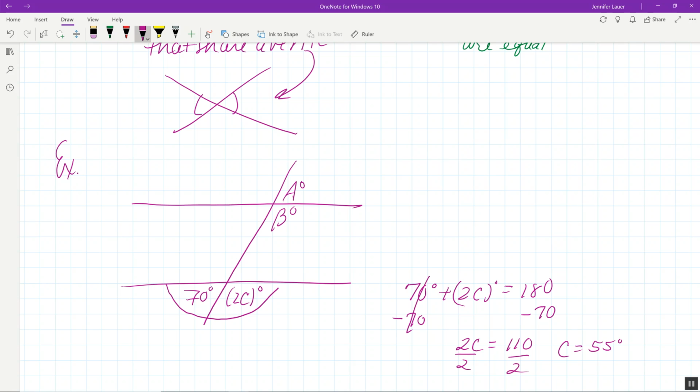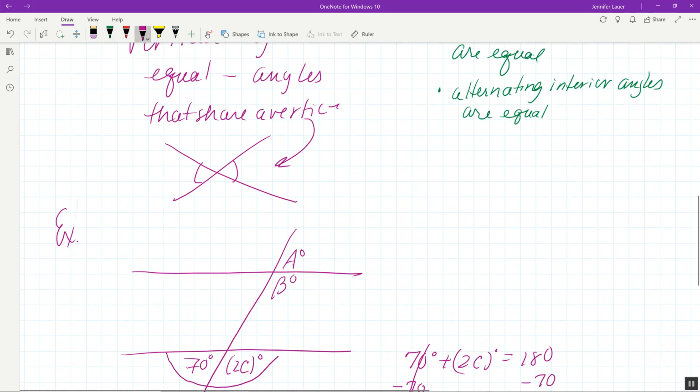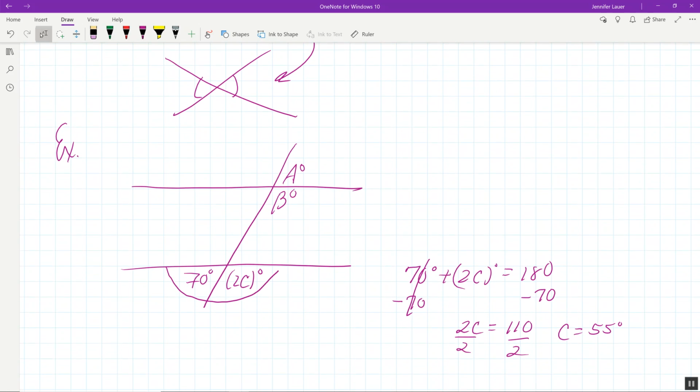Okay, so in this case, we only used one piece of information. We used the fact that a flat line equals 180 degrees. But in order to figure out what A and B is, we have to use these. So first of all, I'll start with the corresponding angles being equal.